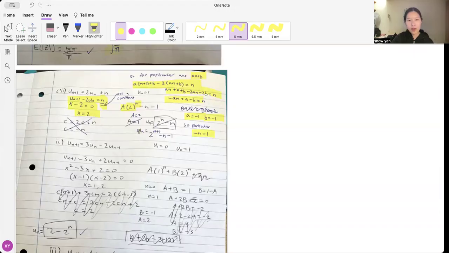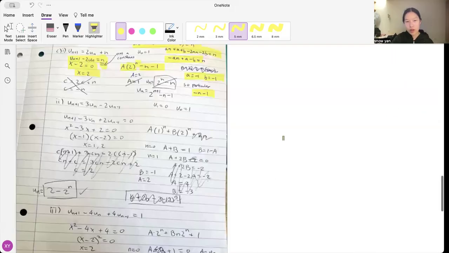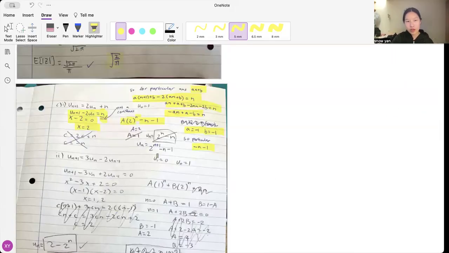So then over here, our u of n would just be of the form a times 2 to the n, minus n minus 1. And then now we just plug in the boundary condition. What was the condition? When u of 0 is equal to 1, we plug this in as the boundary condition and we find that a is equal to 2. When a is equal to 2, we can rewrite it as 2 to the n plus 1, right? And then we keep whatever we have. So that was that question.